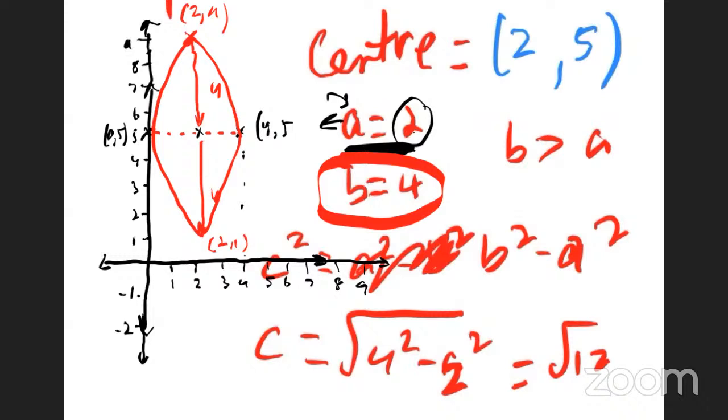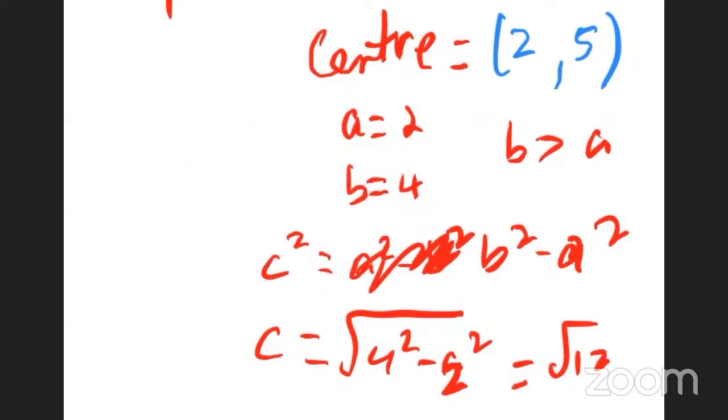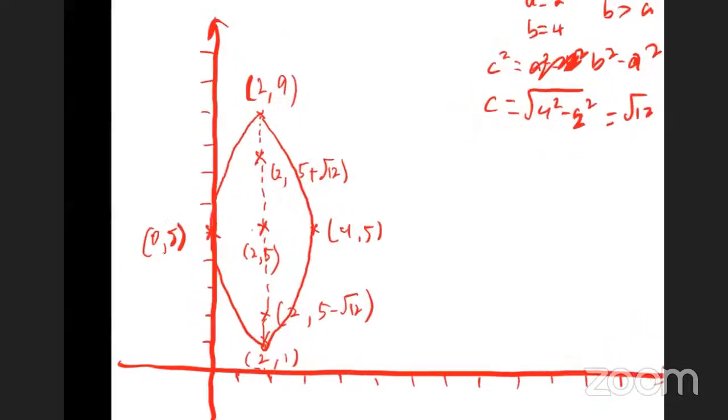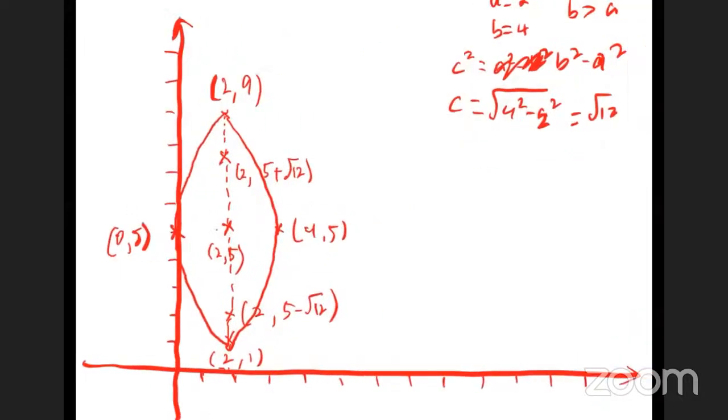And last thing, we have to show the foci. So you use the little formula I gave you and you draw the foci. So it looked like this. Sketch it quick. Any questions online?